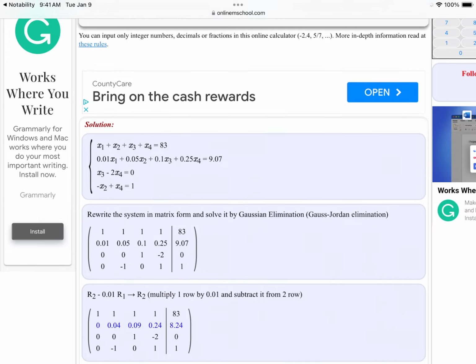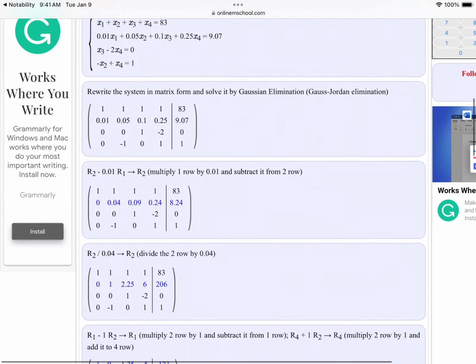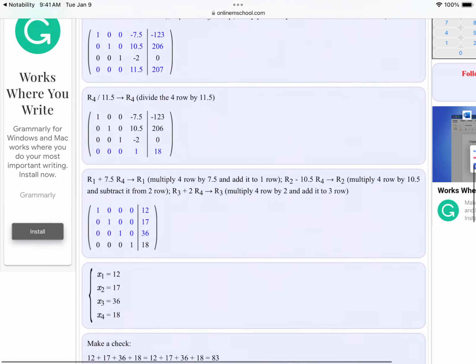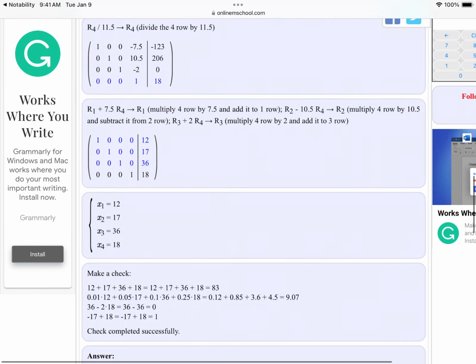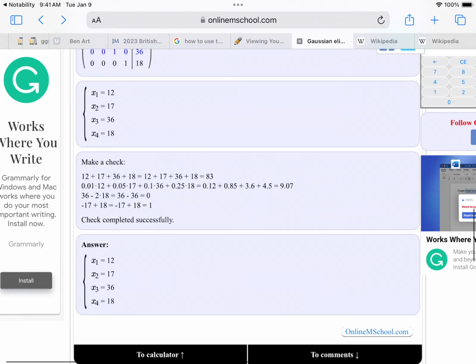So I hit solve the system, and you scroll down, and look at that. Right there. See, it even makes a check, and then it gives you the answer again. It gives you the answer twice. What could be better? So when it says x1, x2, x3, x4, that's just going across your matrix in the same order. We had P, N, D, Q. So that's saying P equals 12, N equals 17, D equals 36, Q equals 18.